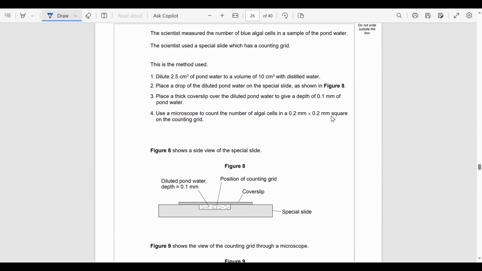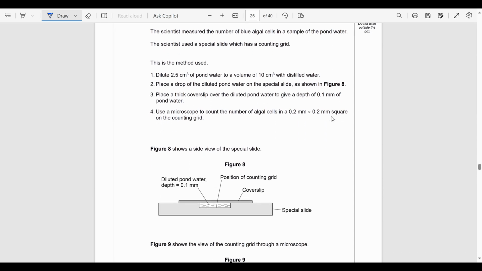The scientists measured the number of blue algal cells in a sample of the pond water. The scientists used a special slide which has a counting grid. This is the method used. Diluting some pond water to a volume of 10 centimeter cubed with some distilled water. They're placing a drop of the diluted water on the special slide, which is shown here.